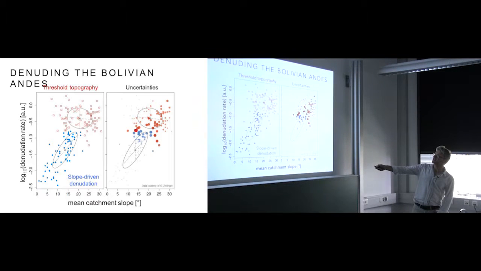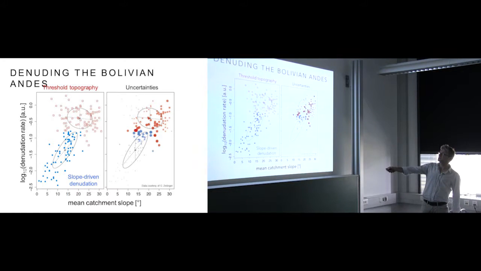You can see that here as the orientation of the ellipses. The long axis tells us there's a strong increase with slope here, so it's slope-driven denudation. And up here, the long axis is really doing nothing. It's pretty much horizontal. So you could argue this bit is, again, a threshold topography.